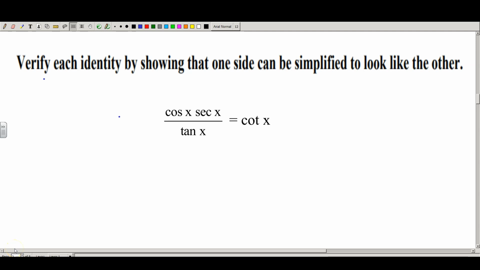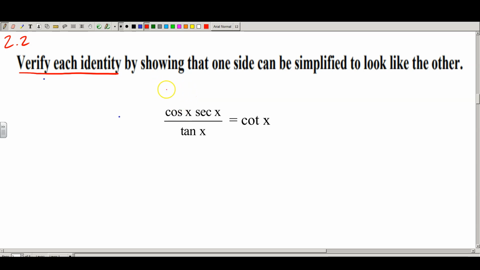All right, in section 2.2 in Trig, 2.2 is very similar to 2.1 in that it has to do with trig identities, but 2.2 uses language that says like verify each identity.